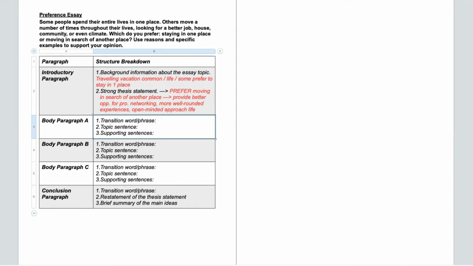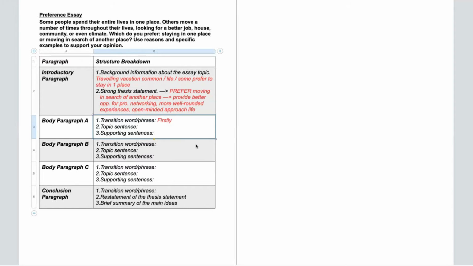Now I'm going to start thinking about my first topic, so that is professional networking. And just so that I don't forget, I am going to write the transition word I want to use. In this case, it's going to be firstly. This is optional. You don't necessarily have to write it. It just really helps so that you don't forget it.